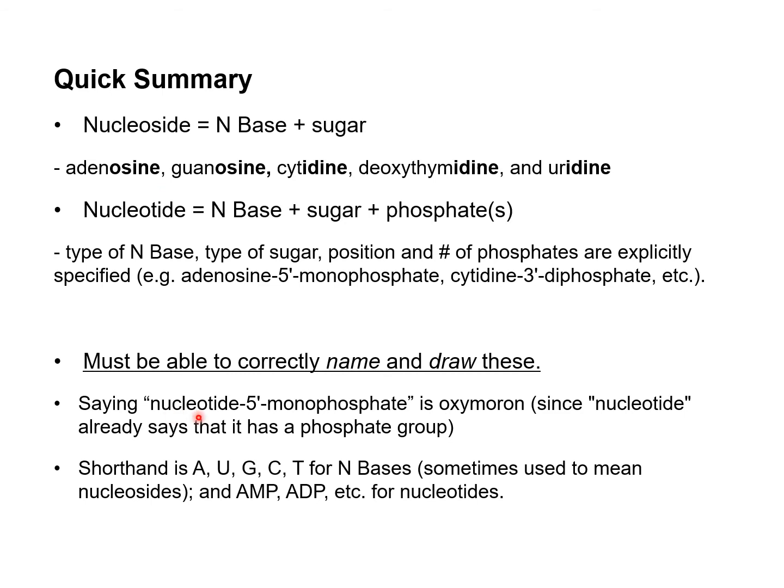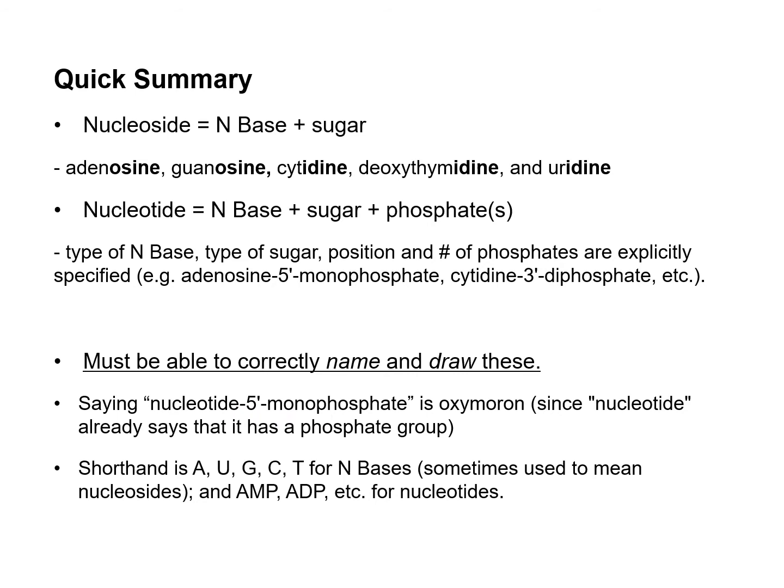And saying nucleotide 5' monophosphate is an oxymoron because the nucleotide already contains a phosphate group or multiple phosphate groups. So adding another monophosphate here wouldn't make sense. So you should write it as nucleoside 5' monophosphate in this case.